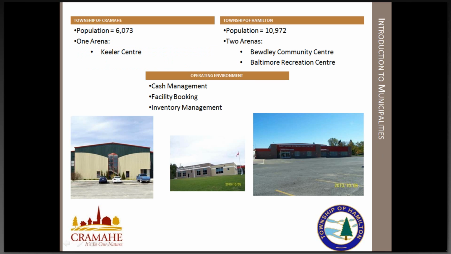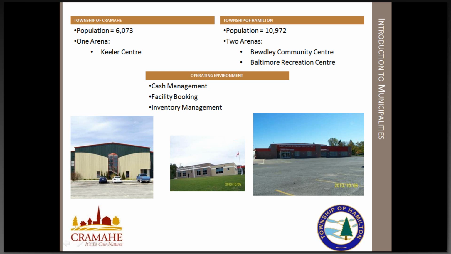At this point, before I proceed, I thought it may be of value to briefly introduce the townships of Hamilton and Crammy to provide the audience with a reference point that will allow for comparison to their own municipality. It may also offer listeners an idea of the project's scope. Both Hamilton and Crammy are located in Northumberland County. Crammy, with a population of just over 6,000, operates one arena, the Keeler Center, as shown in the bottom left.